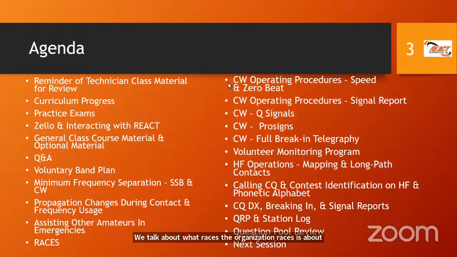We'll also discuss Morse code operations or CW operations, the speed of sending and receiving Morse code, as well as what zero beat is. We'll also talk about how we operate on Morse code, and specifically what signal reports are used during that operation. And sticking with Morse code operations, we'll talk about what Q codes or Q signals are, as well as pro signs. We will also discuss, in respect of Morse code, what full break-in telegraphy is.